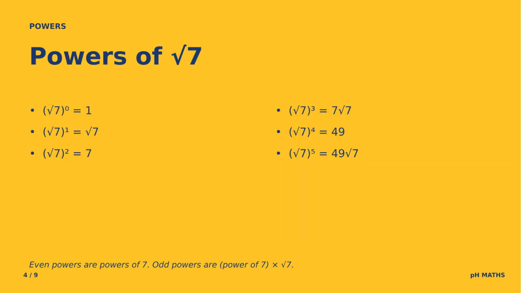Powers of root 7. Root 7 to the 0 is 1. Root 7 to the 1 is root 7. Squared is 7. Cubed is 7 root 7. Fourth is 49. Fifth is 49 root 7. The pattern is identical to every surd we've covered. Even powers give clean integer powers of 7. Odd powers tack a root 7 on. 49 is the one to lock in. It's 7 squared everywhere on the paper.